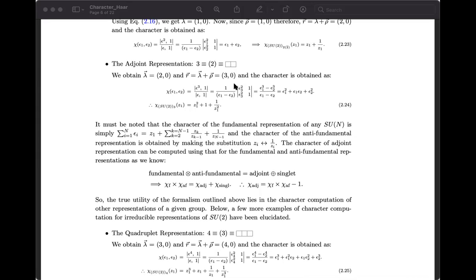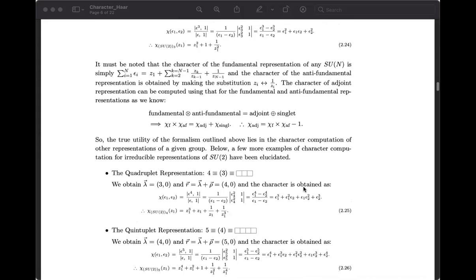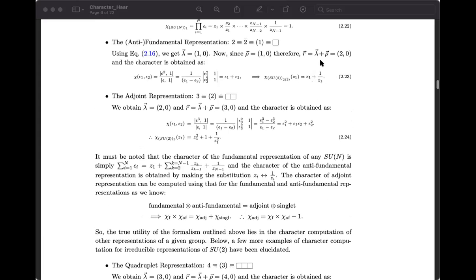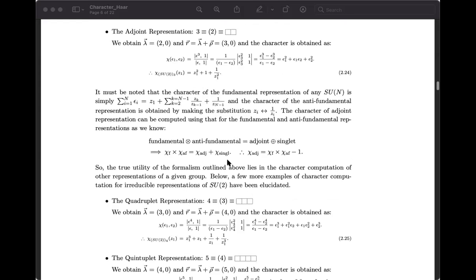Now, the interesting fact is that we have always seen for SU(N) that fundamental times anti-fundamental is adjoint plus singlet. Then it should also be satisfied by the characters, which is quite expected. So chi f times chi anti-fundamental equals chi adjoint plus chi singlet. Chi singlet is 1, so chi adjoint is chi f times chi anti-fundamental minus 1. If you use this formula, you can cross-check 2.24: this times this, because the fundamental and anti-fundamental characters are the same, minus 1, you get 2.24, and that's a nice way to cross-check.